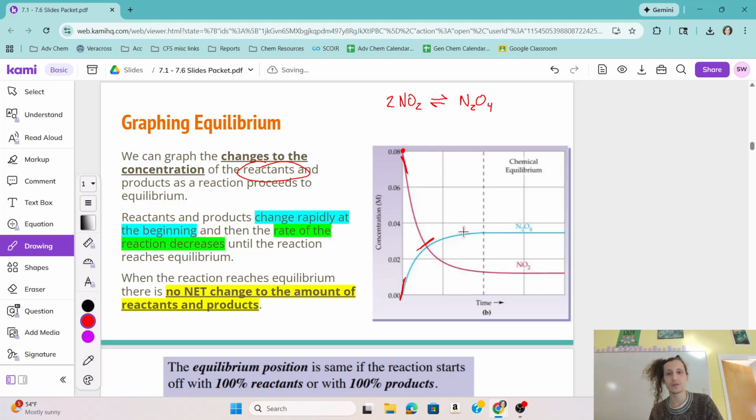We see the N2O4 concentration is not increasing as much. And then by the time we get to this time, whatever time B is, the N2O4 concentration is not increasing at all, and the NO2 concentration is no longer decreasing, right? The equilibrium reaction is still occurring, but there is no net change to how much in terms of concentration, aka the amount of reactants and products that we see.